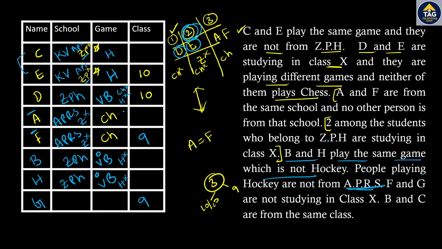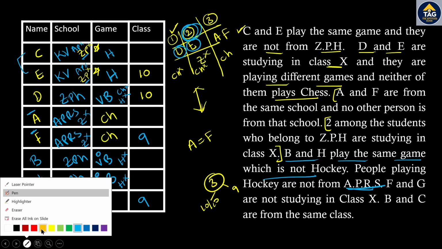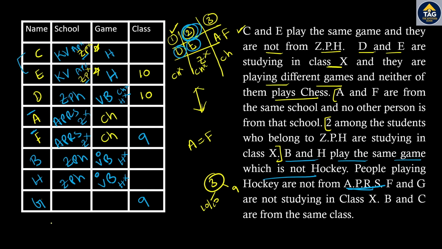Let's understand this now. People from APRS, we have two members. Among these two, one is from class 9. So that's obvious, the other student should be from class 10. In any given school, one should be from class 10, the other should be from class 9. You should find at least one from class 9, at least one from class 10. That's been mentioned earlier. So as far as APRS is concerned, as we got to know that F is from class 9, the other has to be from class 10 now.